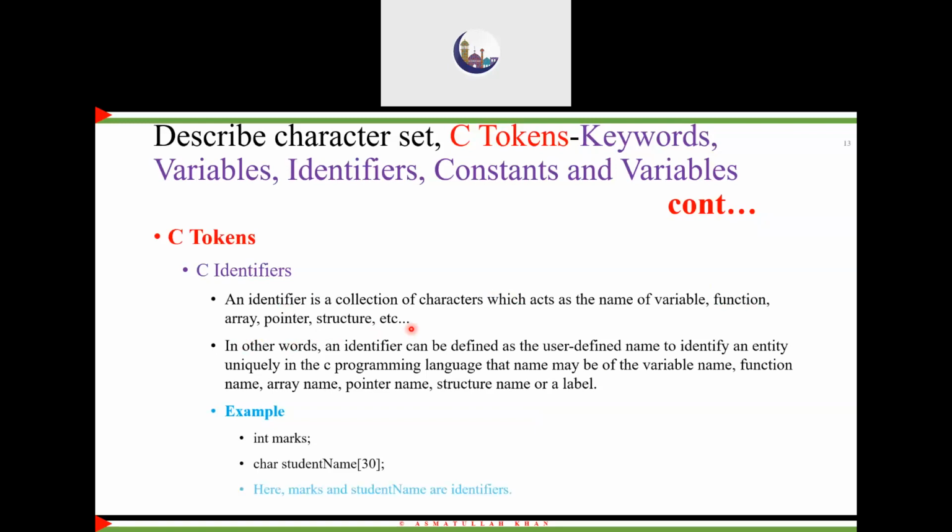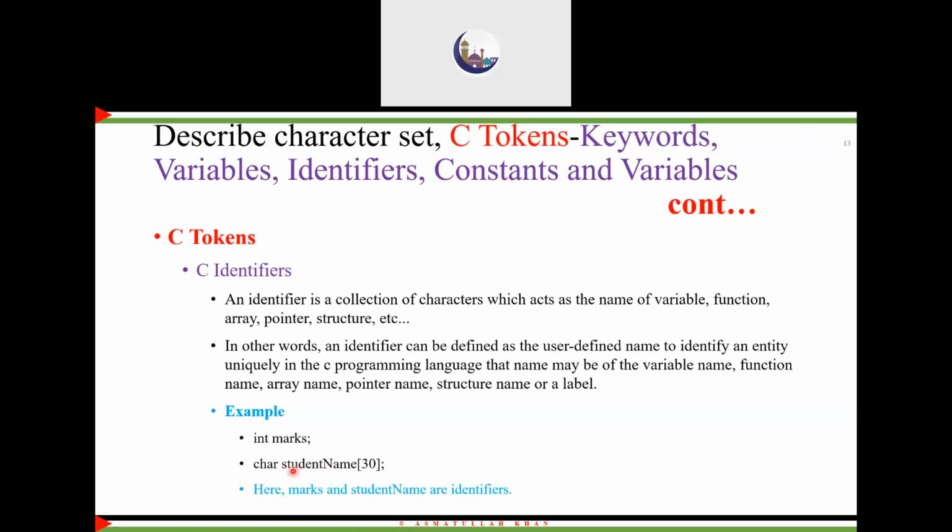Similarly, here is the example for an array. I want to name different students. There are 30 different students, let us say. And for all the 30 students, I'm keeping an identifier name called studentName. Remember, I have not kept any space between them. Identifiers will never contain any space between them.